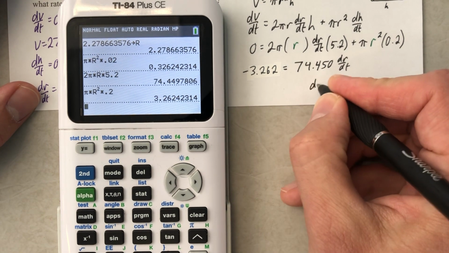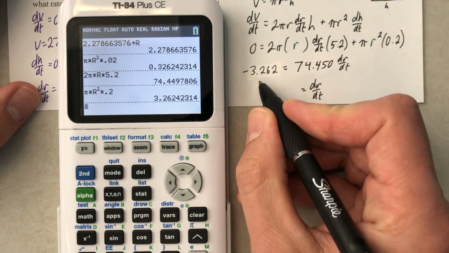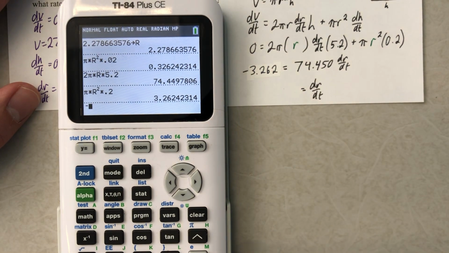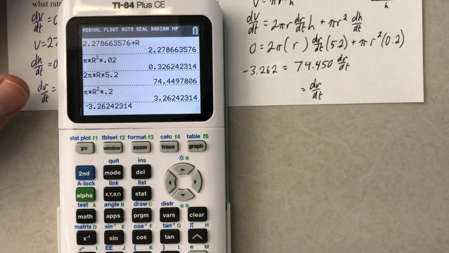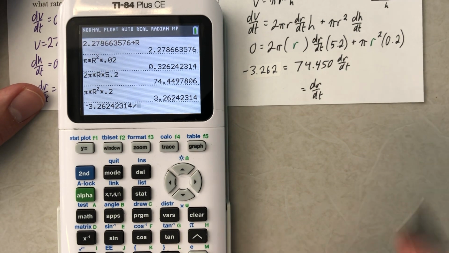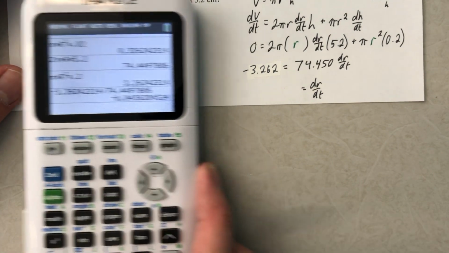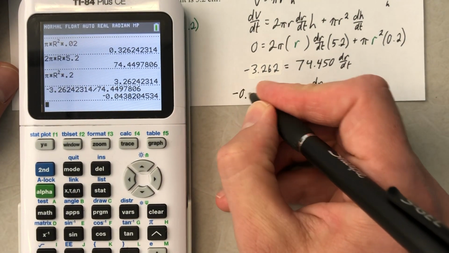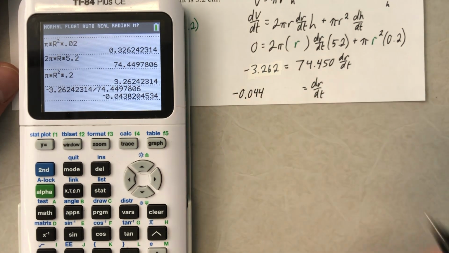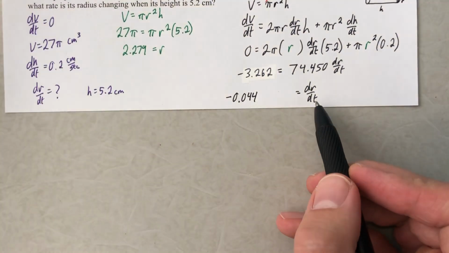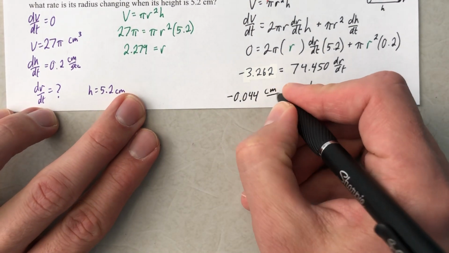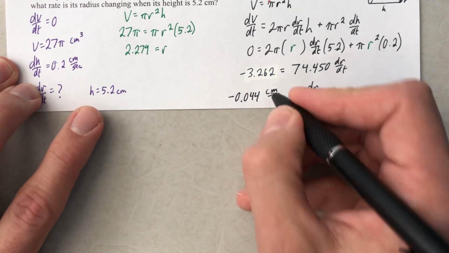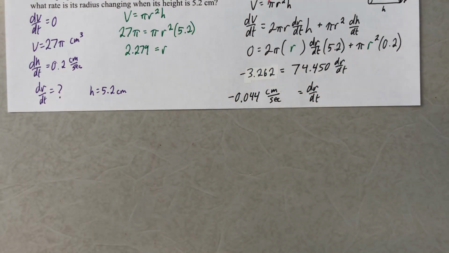So the final answer is dr/dt, which would be this divided by that. So it is negative 3.262. We'll just go up and press enter. Instead of storing it, you could do that. Divided by 74.450. We'll go up and get that one, and we press enter. And we have negative 0.044. We're measuring the radius with respect to time. The radius is measured in centimeters, time is measured in seconds. Centimeters per second at that particular instant.